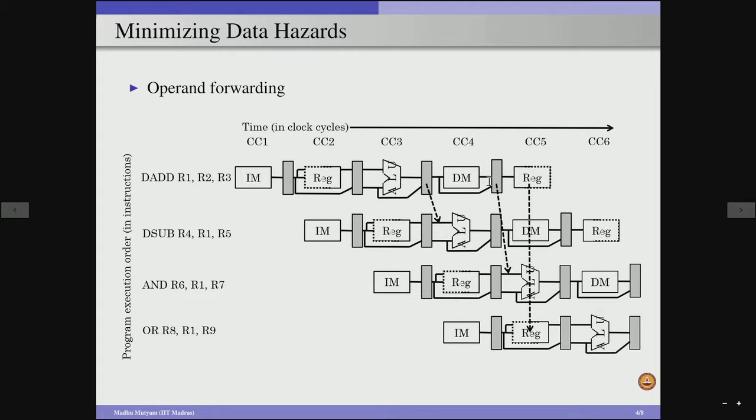So, this pipeline register is going to supply the value of R1, and that will be forwarded to the input of the AND functional unit. So, as a result, the AND instruction also will be executed without any stall.